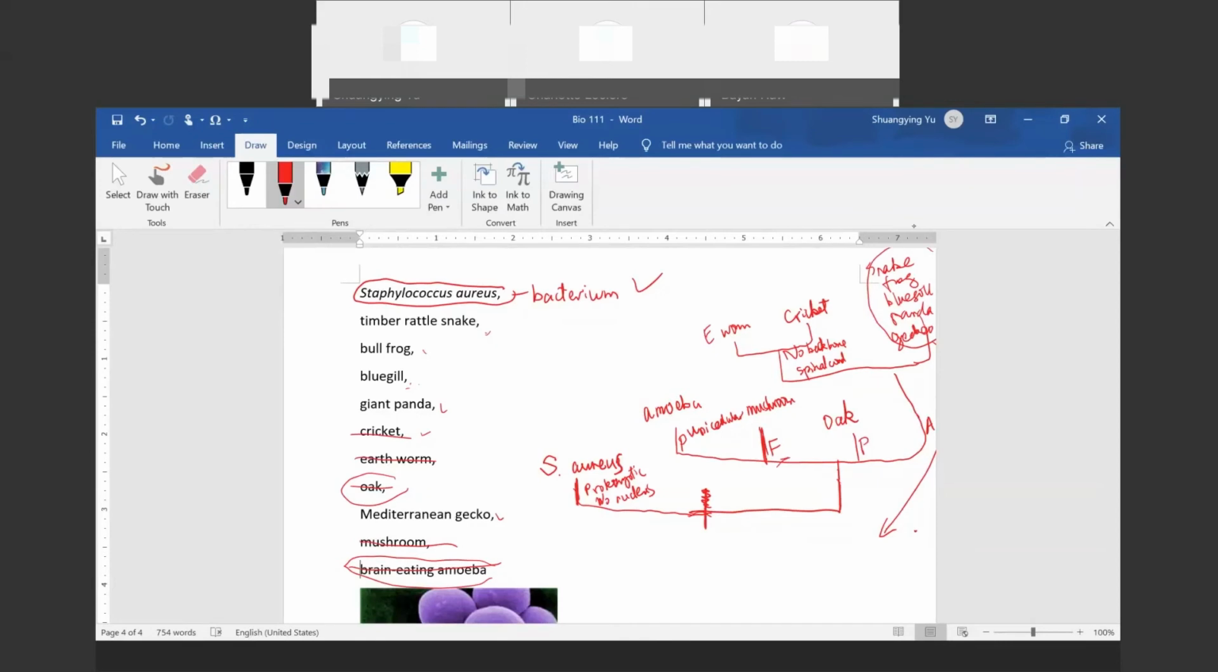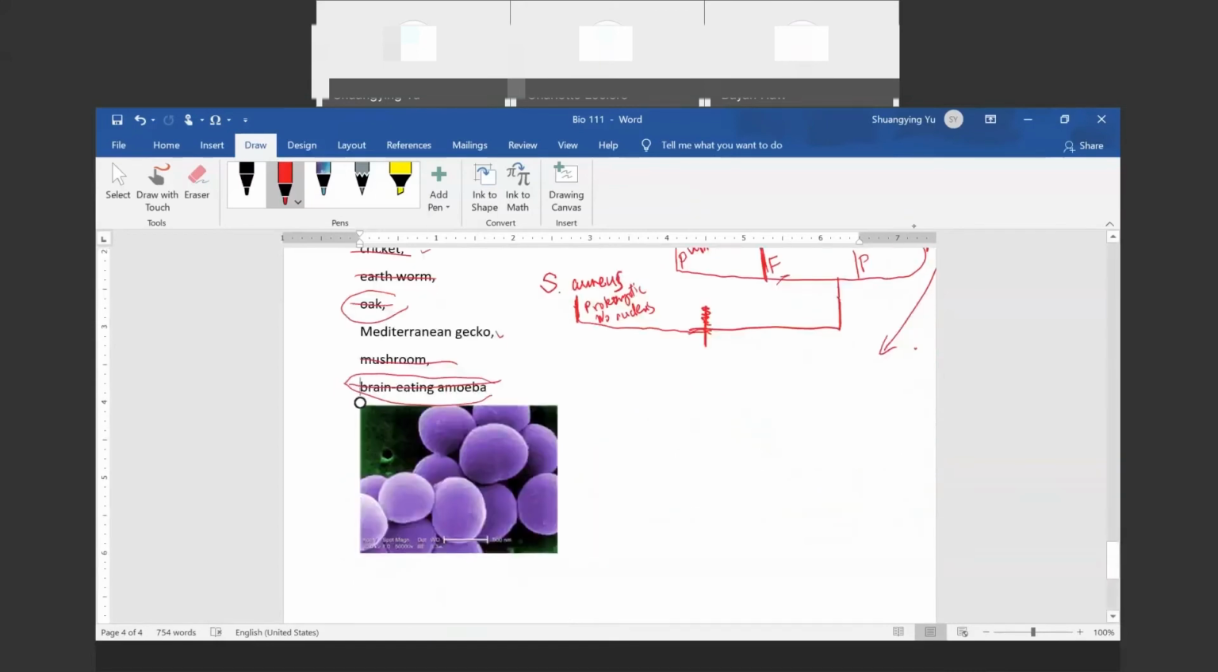So you can use those characteristics to group them, or the second way is to just put them in their taxonomic groups. So you can do fish, reptiles, mammals. You can do it that way too. Either way is fine. That's pretty much it.